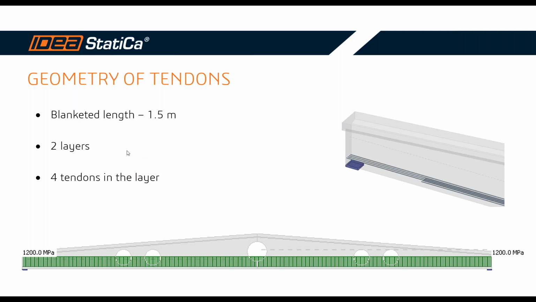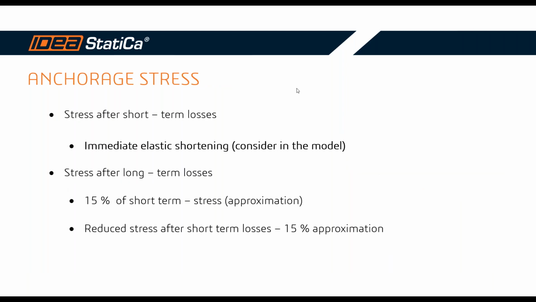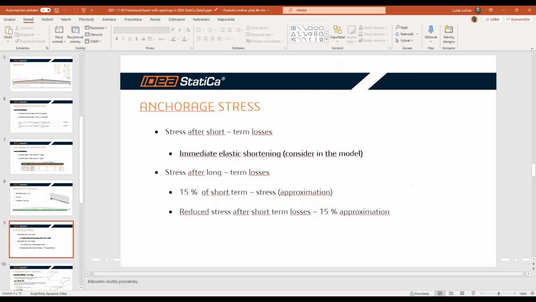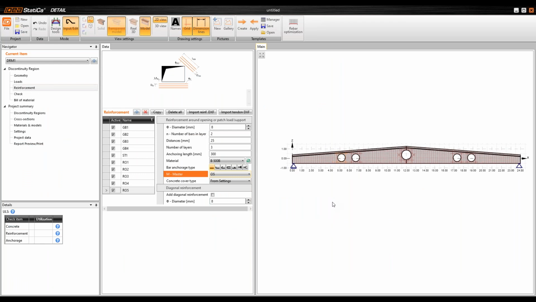1.5 meters, and the anchorage stress, this is the stress after short-term losses for our purpose, is 1200 megapascals. Let me come back to the model and continue with the definition of the pretension tendons.